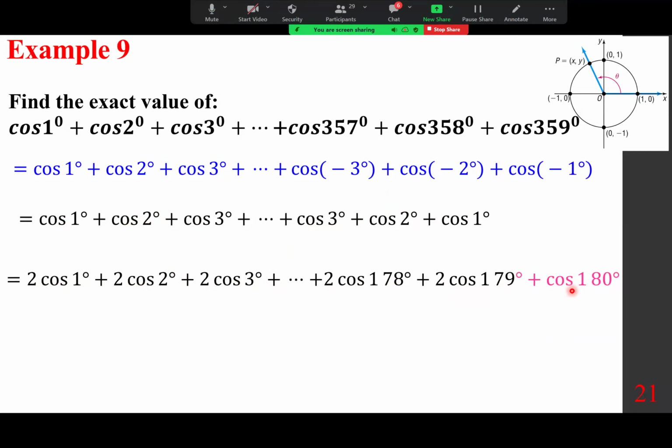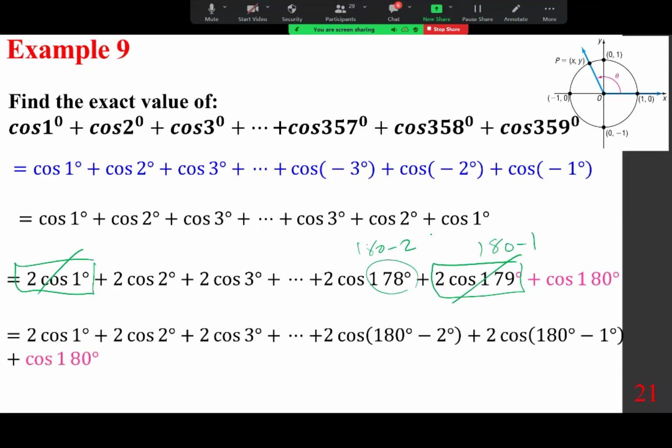Okay. Now, what is interesting to know is that in essence, these two cancel each other. The reason they do is because this is 180 minus 1. This is 180 minus 2. So let me write that. Now, cosine of 1 degree and cosine of 179 degrees. They are identical, but they are opposite as far as the sign is concerned.